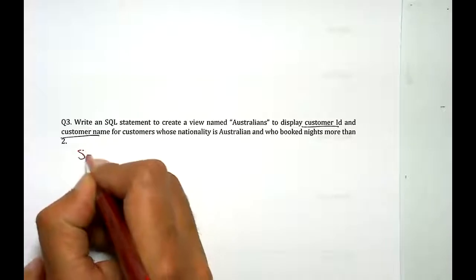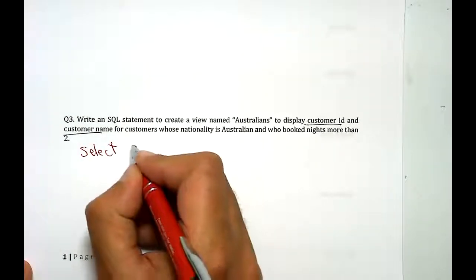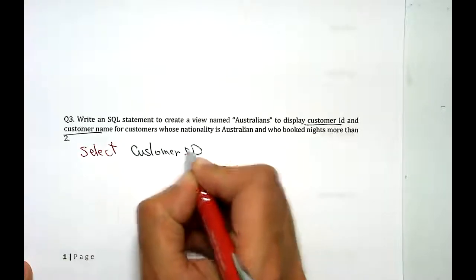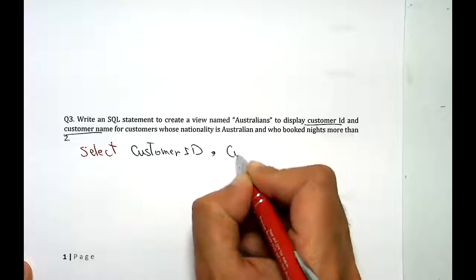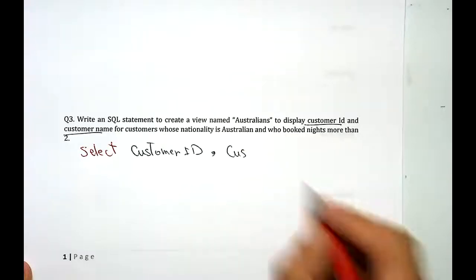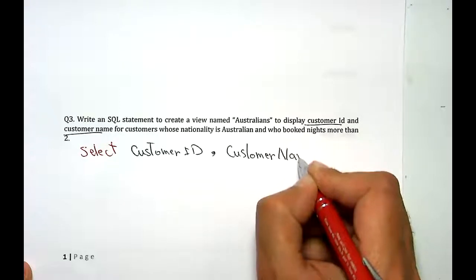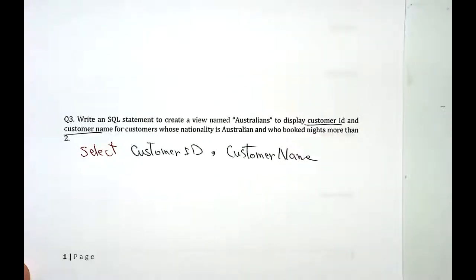select, and I need to display customer ID, comma, customer name. Okay, from which table?